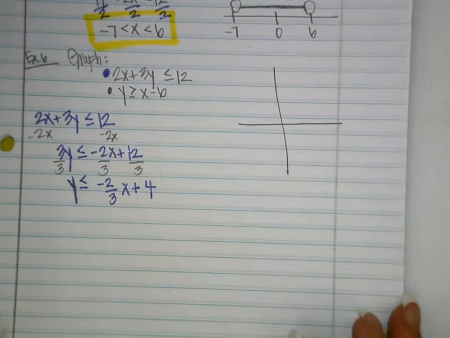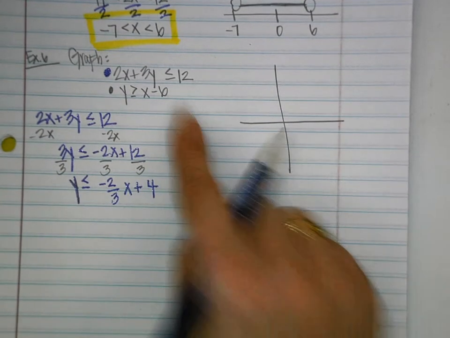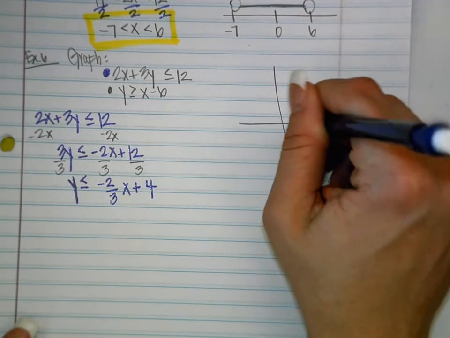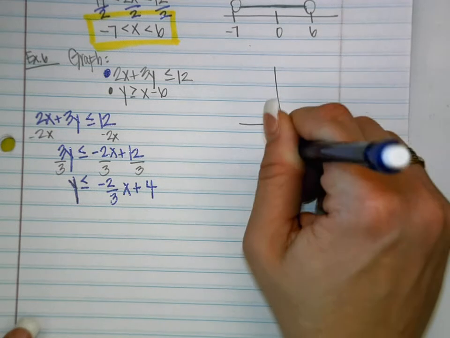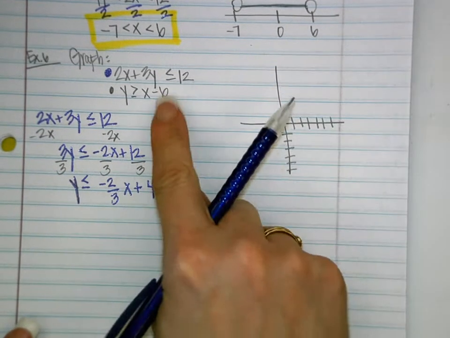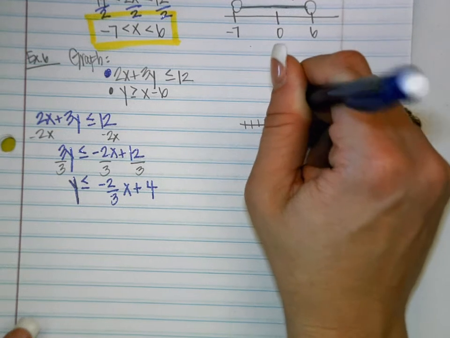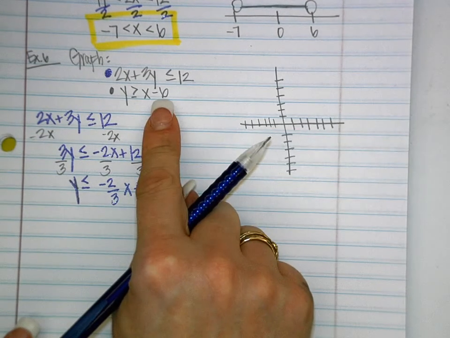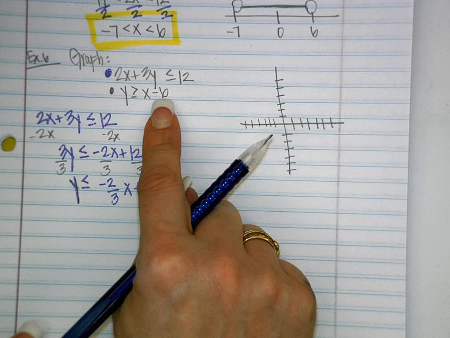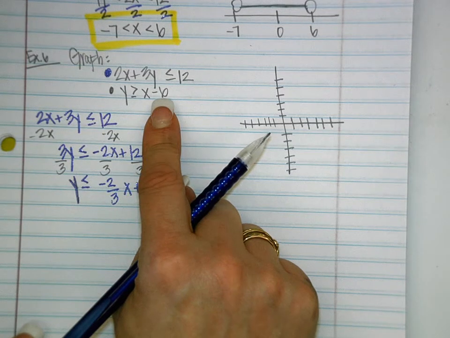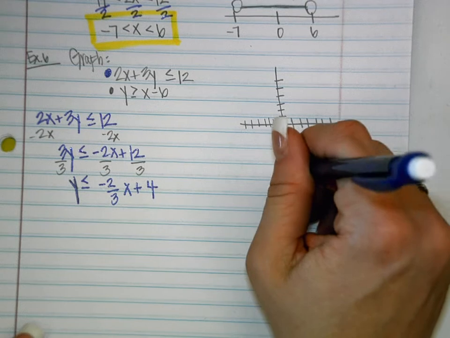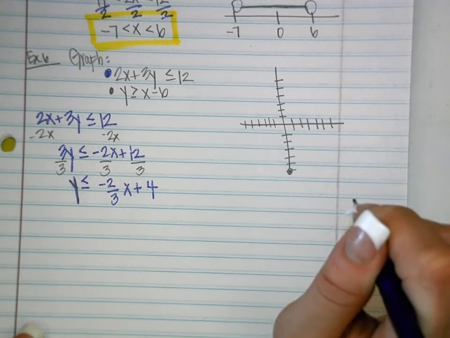So if we graph this pencil line first, where would I make my first point? Negative 6. What is that called? The y-intercept. So make your first point at negative 6. That's called the y-intercept. How do you get to the next point?